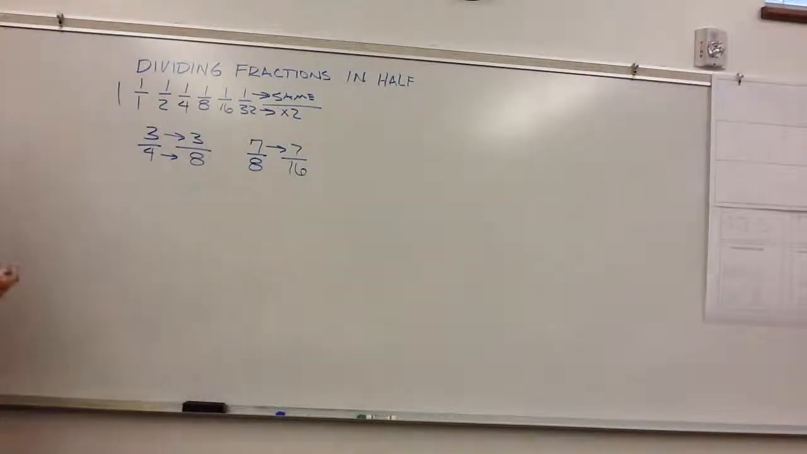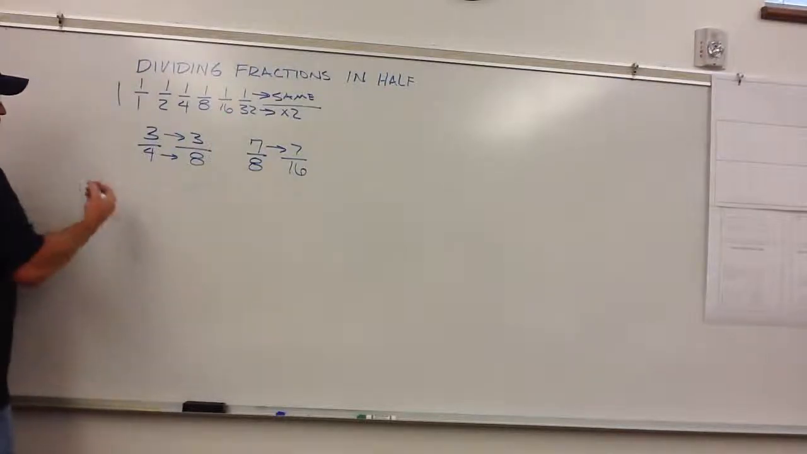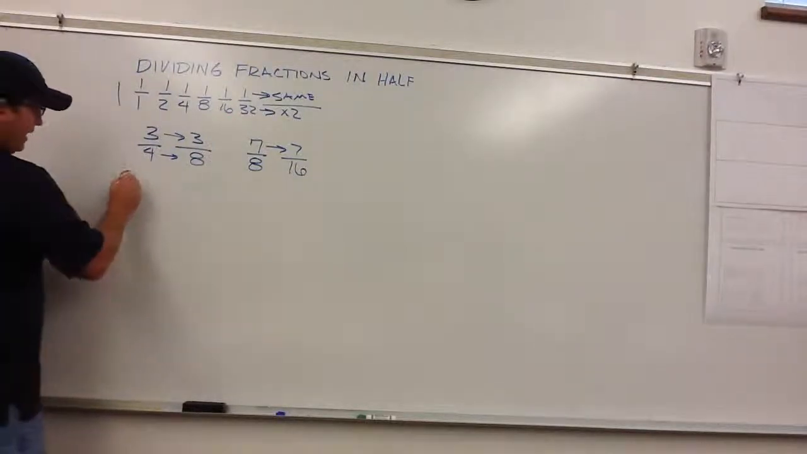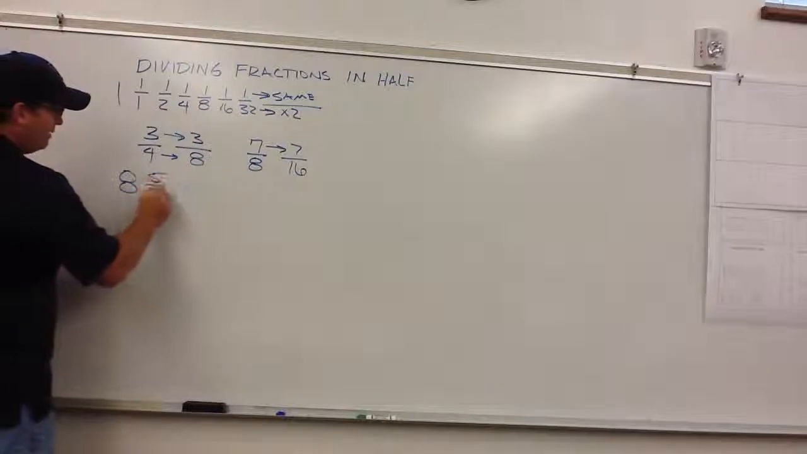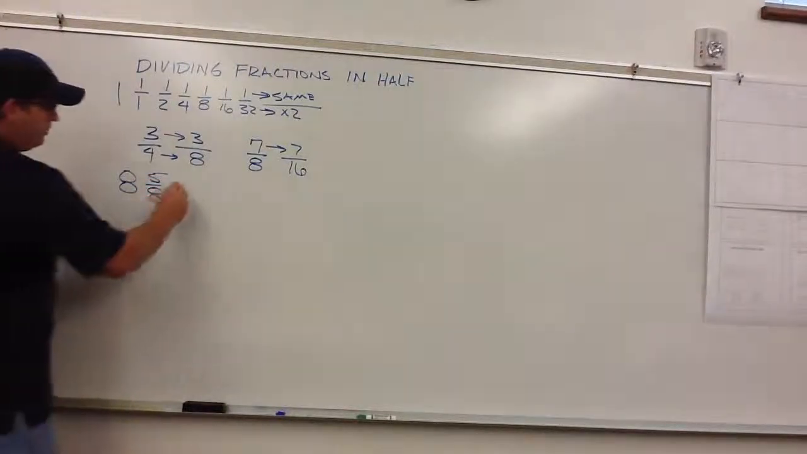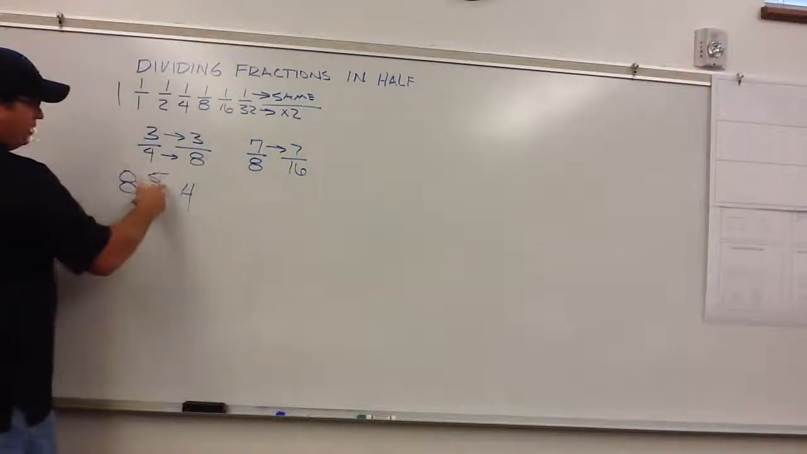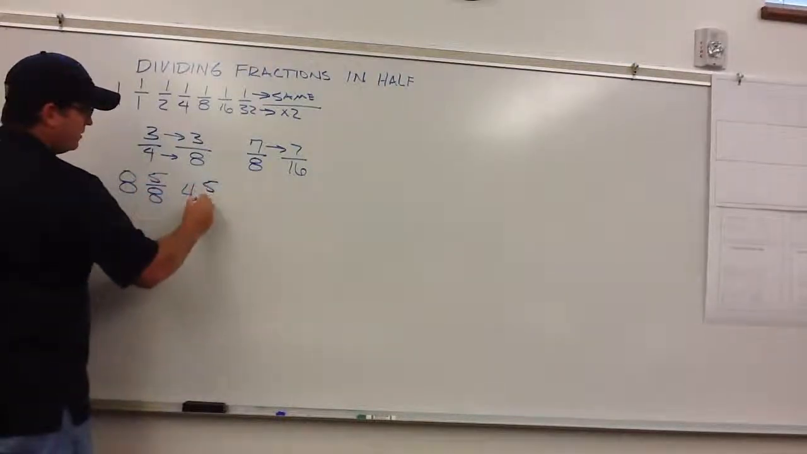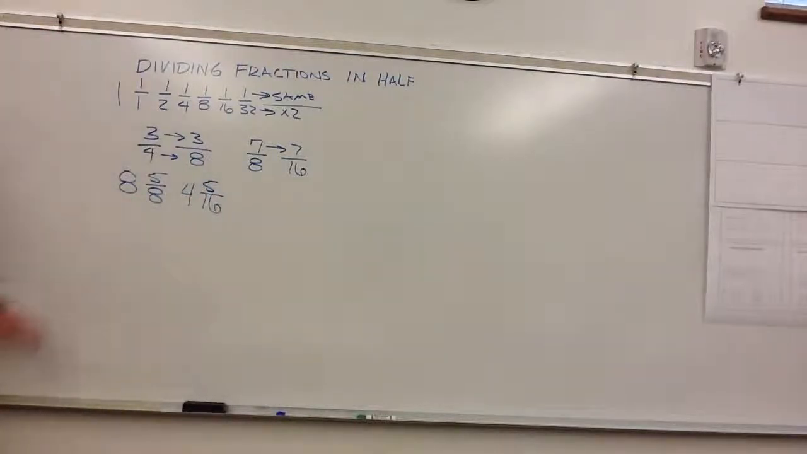We can also do this with mixed fractions. And if my whole number is even, let's go 8 and 5/8, I just take half of 8, which is 4. And I do the same trick here. 5 stays the same, double the 8. 4 and 5/16 is half of 8 and 5/8.